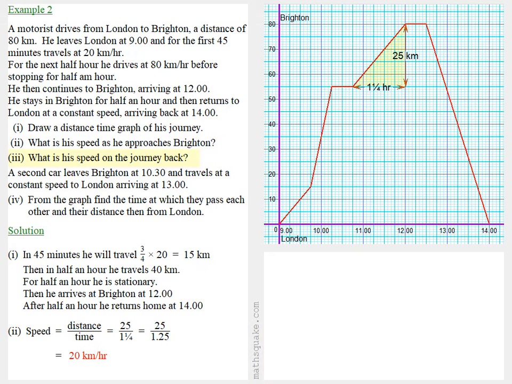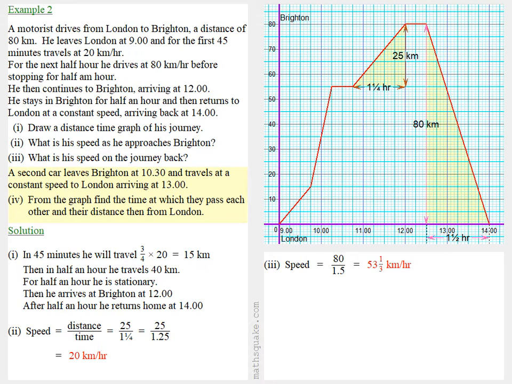In part 3, it says, what is his speed on the journey back? Well, if we look at the graph, we see that it takes him 1½ hours to get back to London, and the distance travelled is 80 kilometres. So his speed is 80 divided by 1.5, which is 53⅓ kilometres per hour.